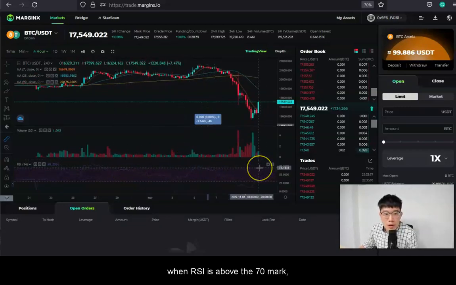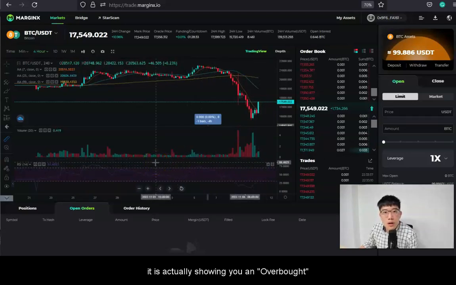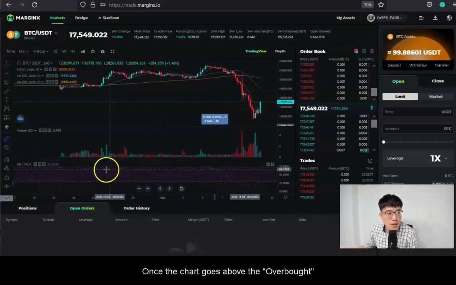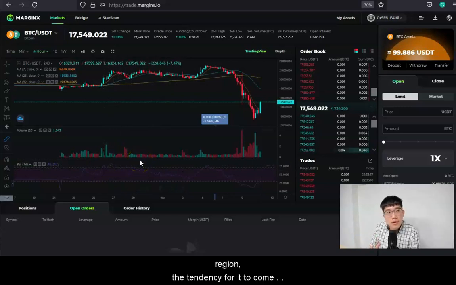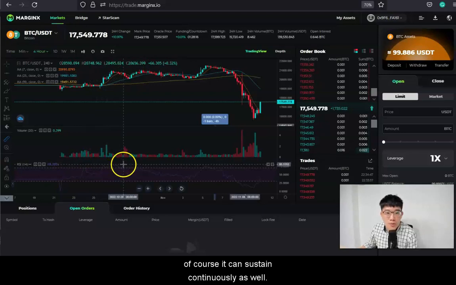Basically, when RSI is above the 70 mark, it is showing you an overbought zone or overbought region. Once the chart goes above the overbought region, the tendency for it to come down is higher. Take note of the word choice here, it is tendency. Of course it can sustain continuously as well.